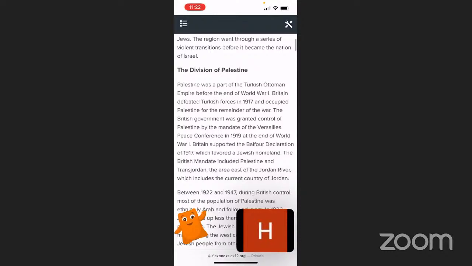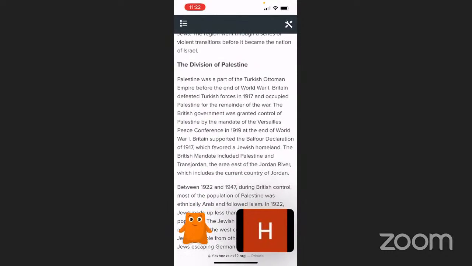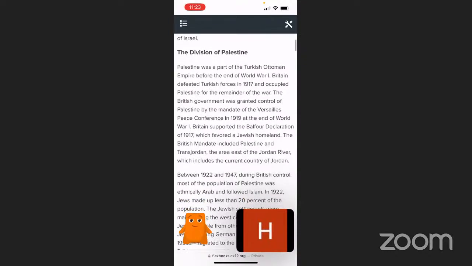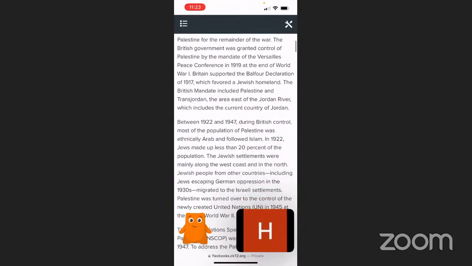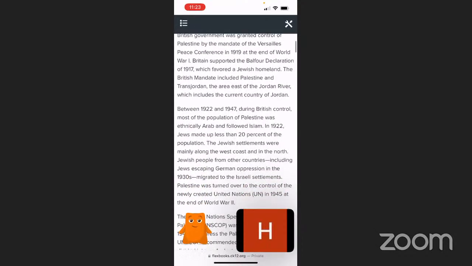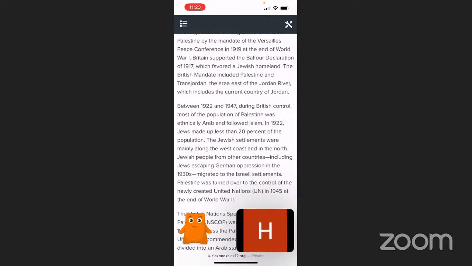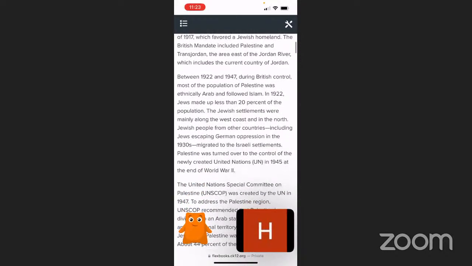The division of Palestine. Palestine was a part of the Turkish Ottoman Empire before the end of World War I. Britain defeated Turkish forces in 1917 and occupied Palestine for the remainder of the war. The British government was granted control of Palestine by the mandate of the Versailles Peace Conference in 1919, and at the end of World War I, Britain supported the Balfour Declaration of 1917, which favored a Jewish homeland. The British mandate included Palestine and Transjordan, the area east of the Jordan River, which included the current country of Jordan.